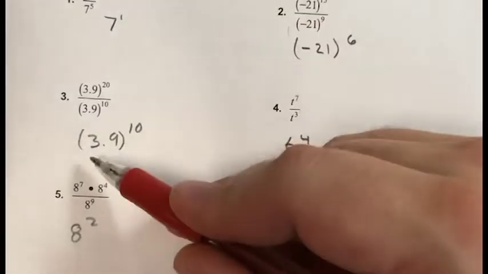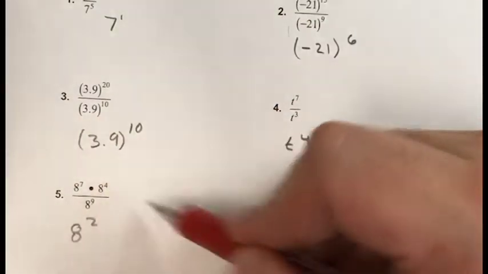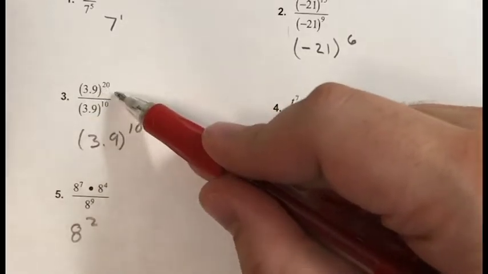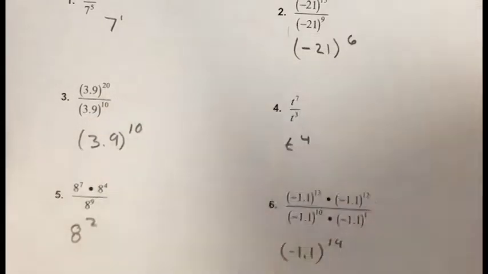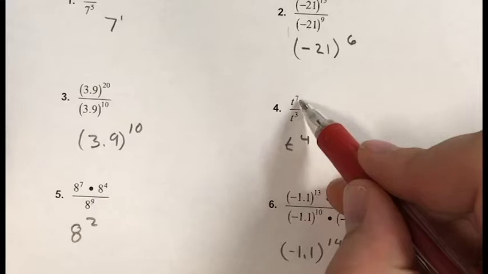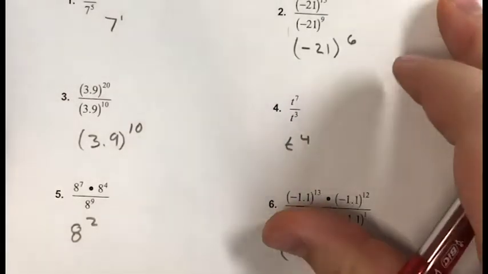For number 3, my common base for all of this is 3.9 in parentheses, and since I'm dividing it, I'm going to go 20 minus 10. That would have given me a 10 for my exponent. My common base in number 4 was t, and since this is dividing again, I'm going to go 7 minus 3, which gives me 4.